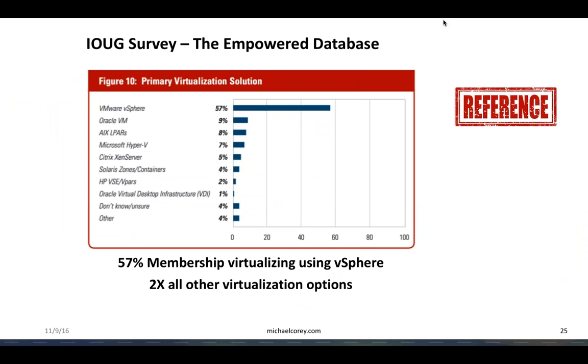This is the IOUG, the Independent Oracle Users Group, Empowered Database Survey. A lot of their members also support SQL Server. And what you see is that 50% of this membership, which is a pretty large sample set of people, prefer vSphere over everything else. They prefer it over Oracle VM. They prefer it over Hyper-V. If I were to stack hypervisors, vSphere comes out at #1 in my opinion, and I'll tell you why. And then Hyper-V comes out at #2 in my opinion. Those are the two platforms that I would focus on.